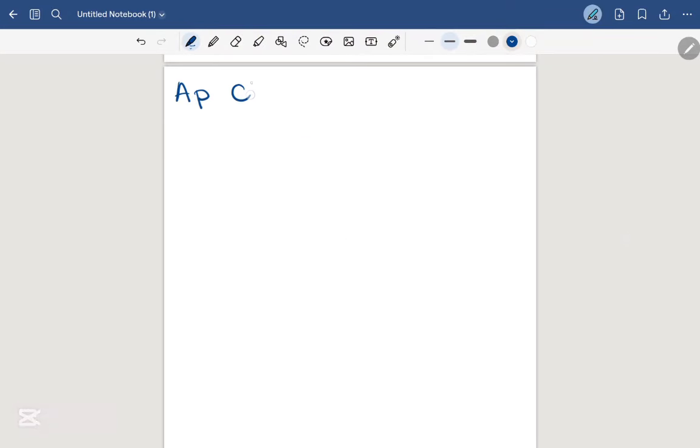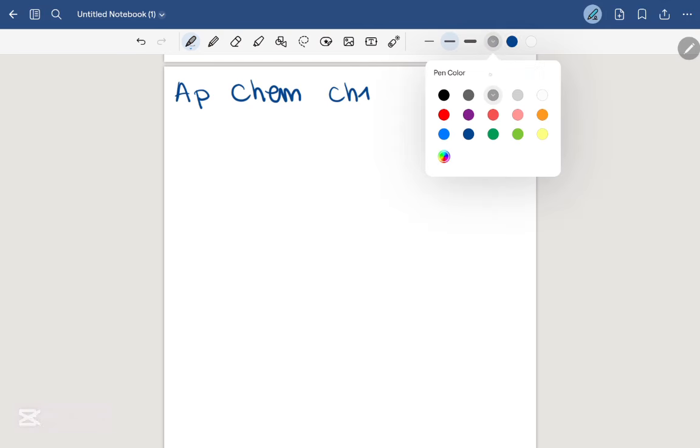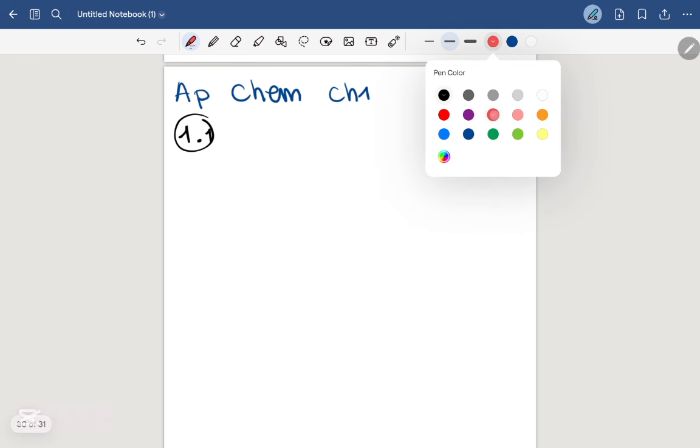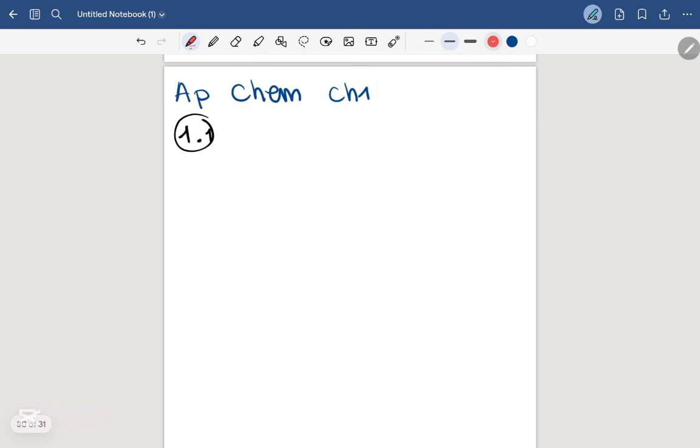So today I'll be explaining AP Chemistry Chapter 1. So what do we have in AP Chemistry Chapter 1? We only have 1.1 until 1.4, so basically the full chapter. But I'm going to be explaining section by section. So let us start with the very first section.